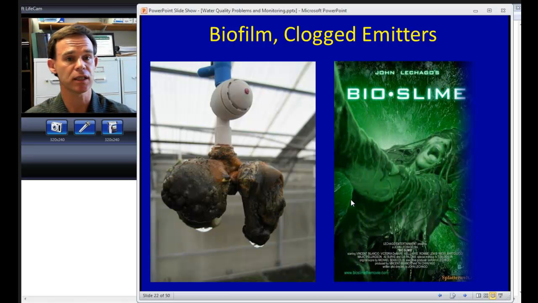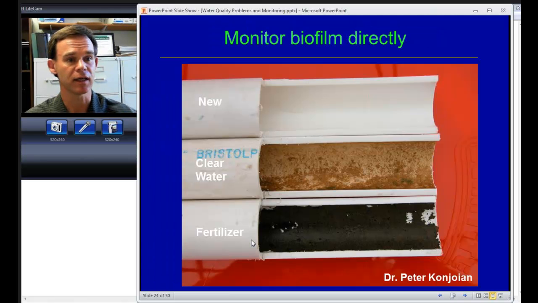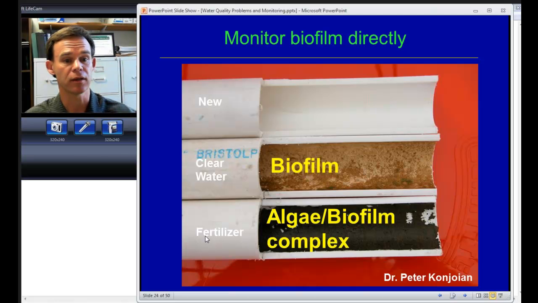Another biological problem is biofilm. And you can see this lovely mister here, which is obviously not going to be doing a very good job of spraying out onto the crop, and it's also going to cause dripping down on the crops below. I'm sure you don't have anything like that in your greenhouse. You can monitor biofilm directly just by looking at those emitters, counting clogged nozzles. You can also put a window into your irrigation line. You can see whether there is biofilm, or in a line that has fertilizer, it's probably going to be a complex of algae and biofilm.